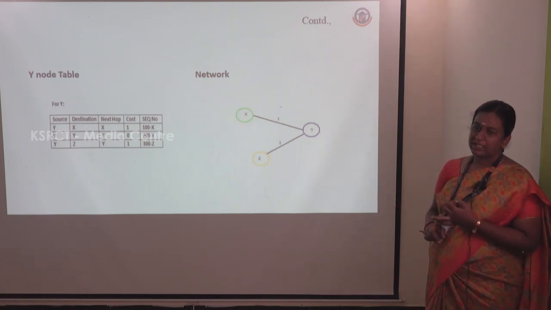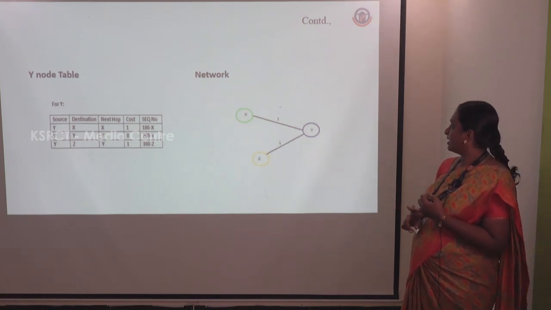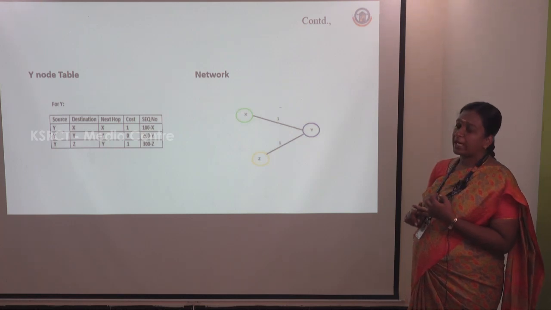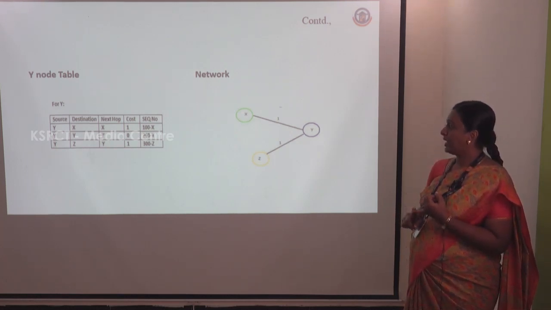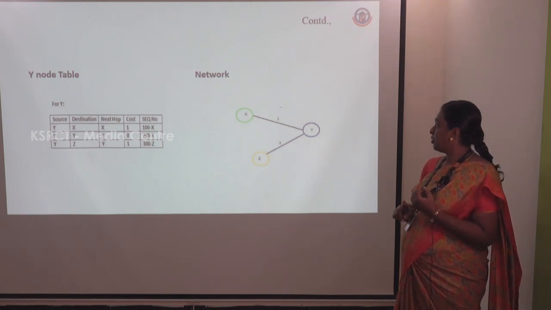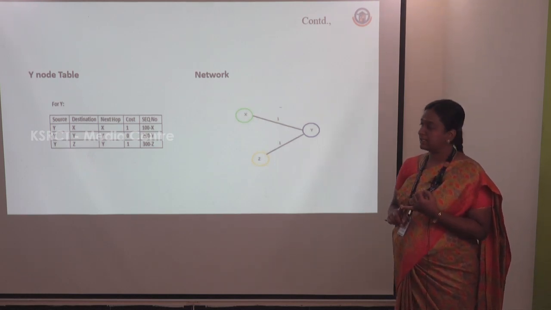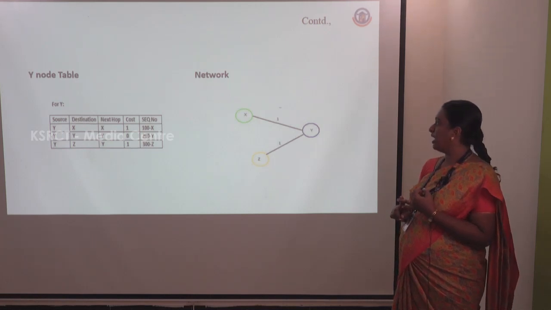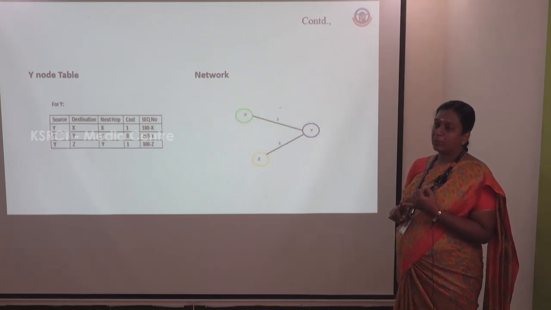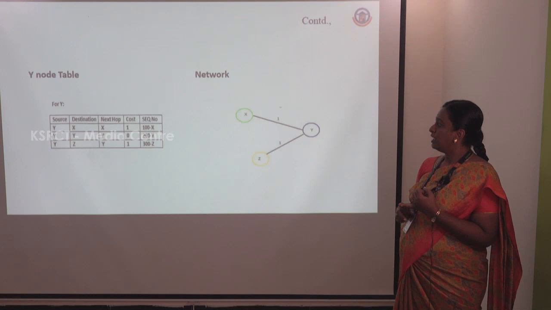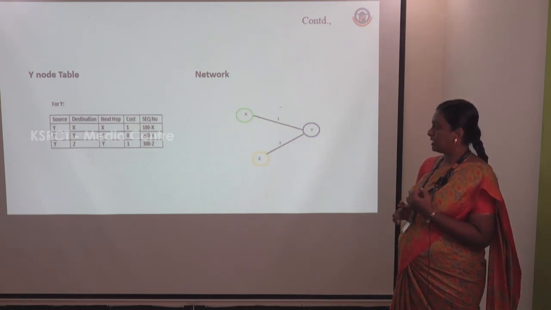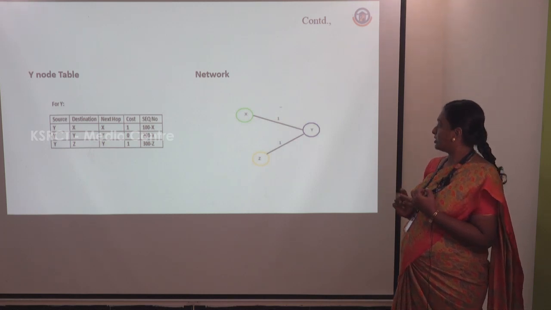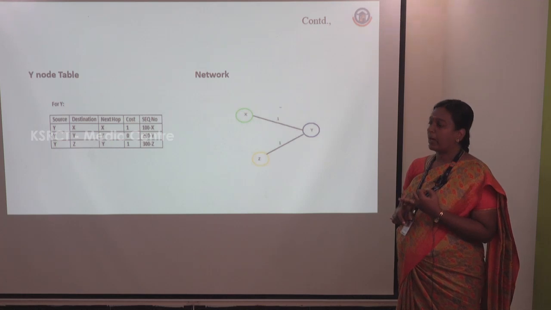Next we consider the Y node. Taking the Y node, we traverse to X, Y and also Z. Source Y to X: the next hop is X, since X is the destination, and there exists a cost of 1. Similarly, Y to Y is a self node, so the next hop and destination node are the same, and the cost is 0. Then Y to Z: the next hop is Z and the cost is 1.